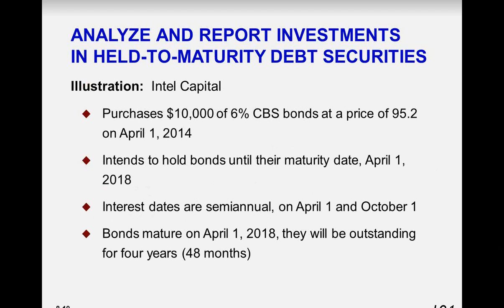So here we have a little illustration. We purchased 10,000 of 6% CBS bonds at a price of 95.2 on April 1st. We intend to hold the bonds until the maturity date of April 1st of 2018. The interest dates are semi-annual on April 1st and October 1st, and the bonds will mature on April 1st, 2018. They will have been outstanding for 4 years. So we actually purchased them on April 1st, so how much would we have paid for these bonds?